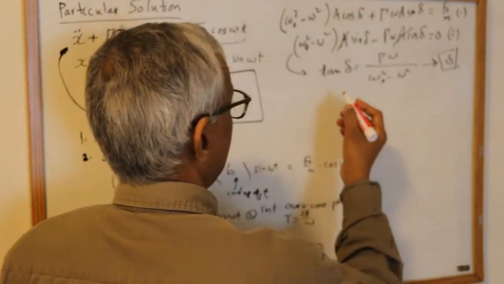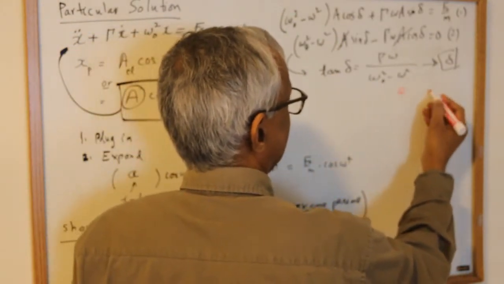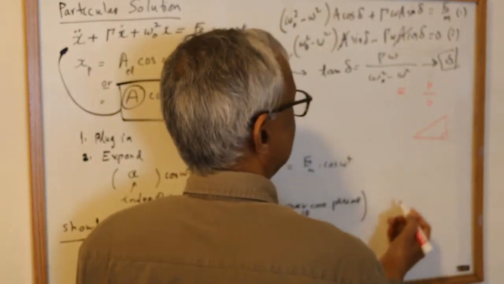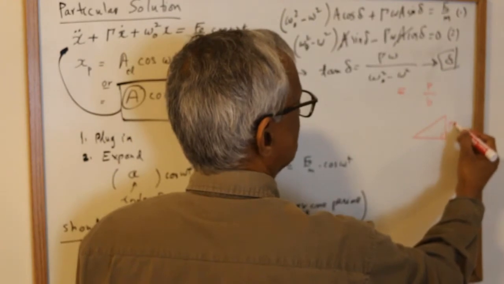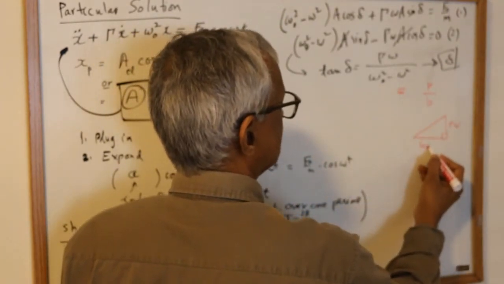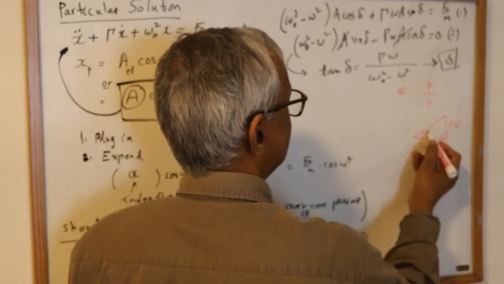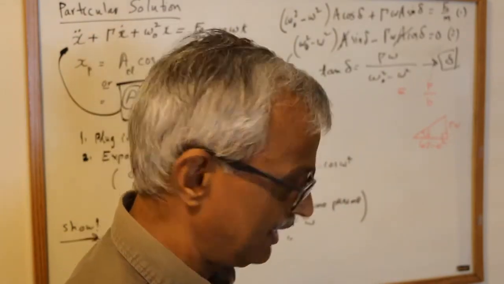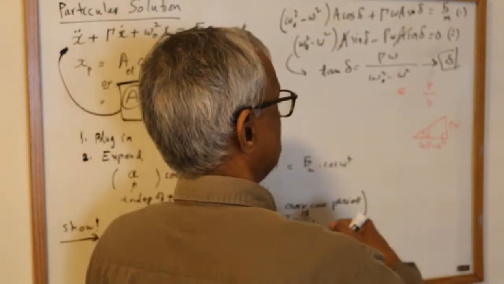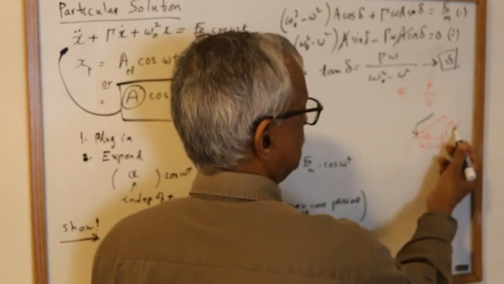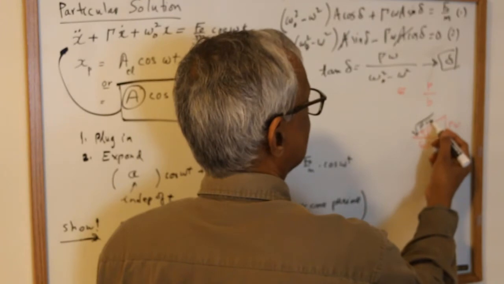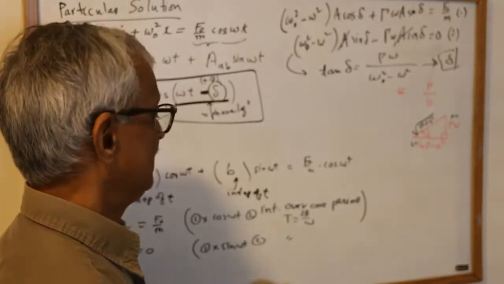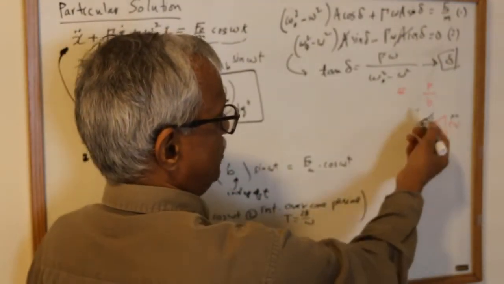You can think of this as P over B of a right angle triangle, where the numerator is gamma omega and the denominator is omega naught square minus omega square, and this is the delta. If you think that way, then all you have to figure out is what the hypotenuse will be. This will be the square root of p square plus b square, right? So this is b and this is p. Interesting. So you can get sine and cosine both from here.